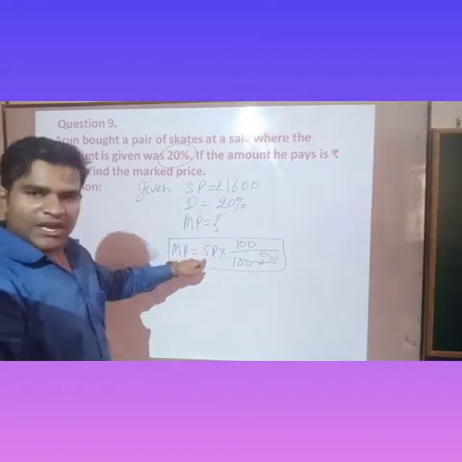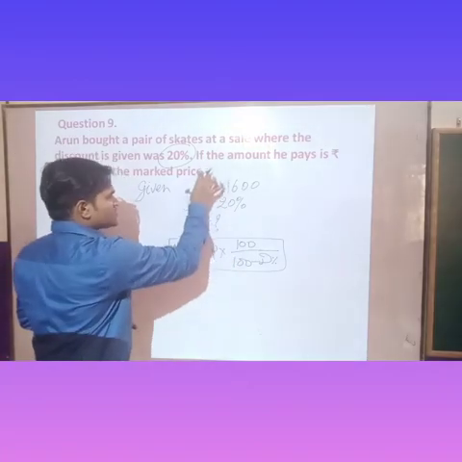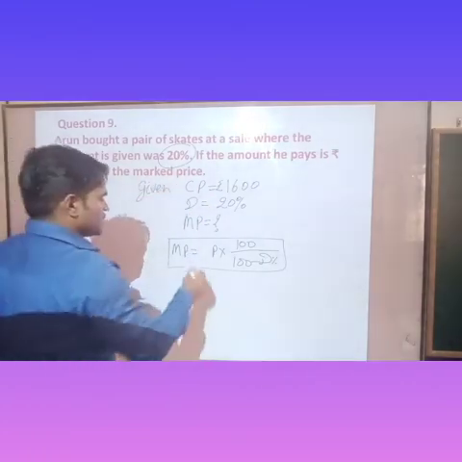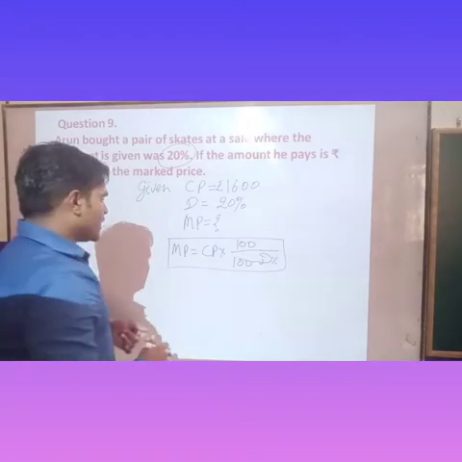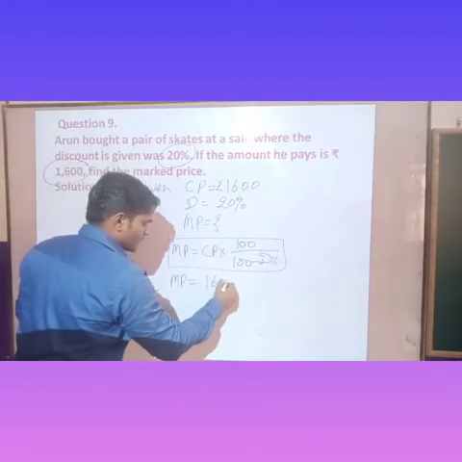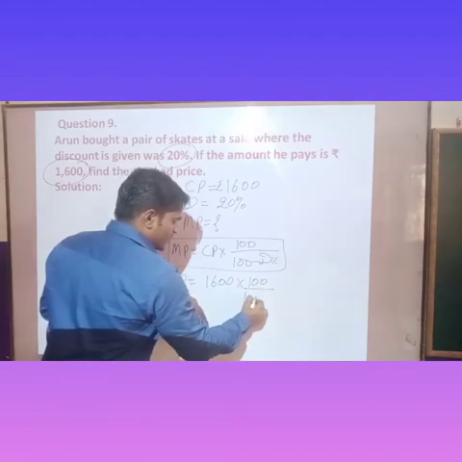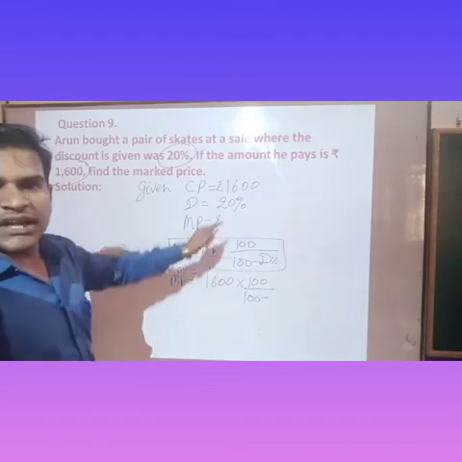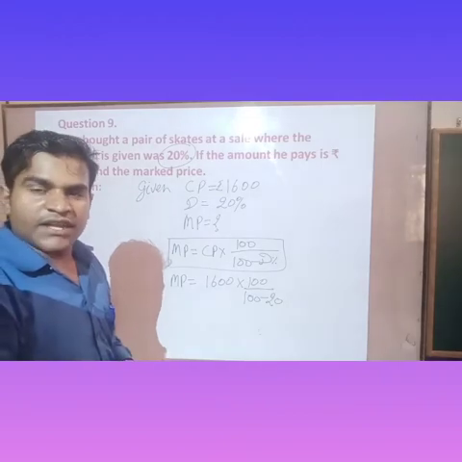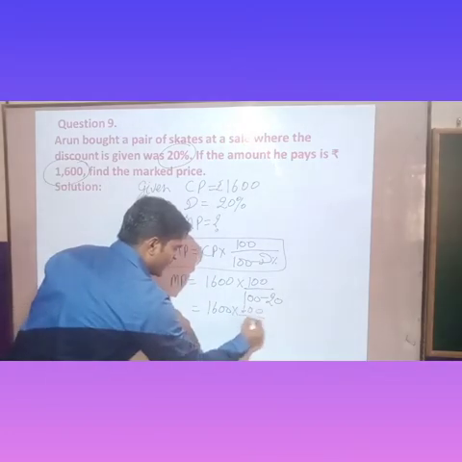Okay, children, here it will be CP also. If you are purchasing it, this is the cost price, so you can write CP. It is the cost price paid by Arun. Now, children, we have to find MP. CP is given, 1,600, multiplied by 100 upon 100 minus discount percent. Discount percent given here is 20. So 1,600 multiplied by 100 upon 80.